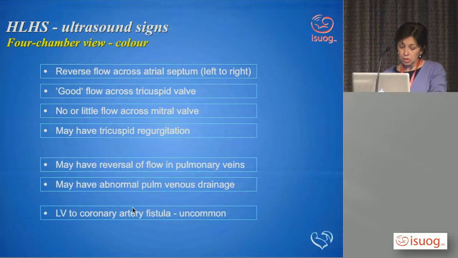It's uncommon to see coronary artery fistula on the ultrasound, although that's more described on pathological specimens. And as I said, in cases of mitral stenosis and aortic atresia, that may become a problem which may impact on surgical outcome.